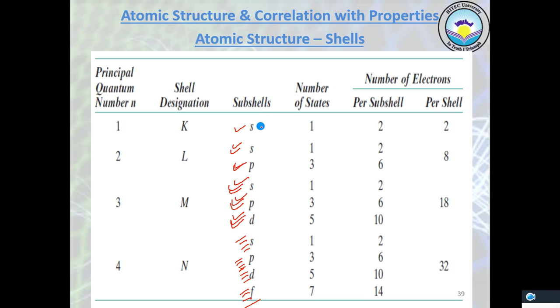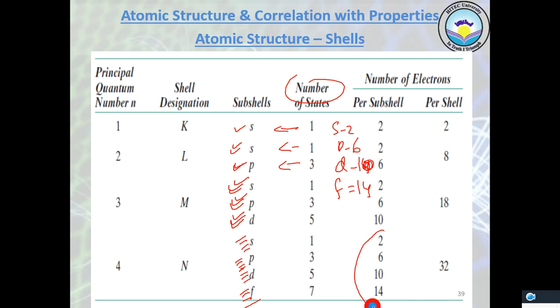Maximum number of electrons: this is the number of states, with respect to the filling of electrons. The first electron will go there, then it will go there, then there, and so on. For the number of electrons per subshell, s can accommodate a maximum of 2 electrons, p can accommodate a maximum of 6 electrons, d can accommodate a maximum of 10 electrons, and f can accommodate a maximum of 14 electrons.